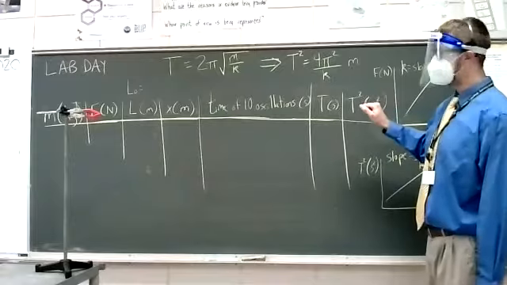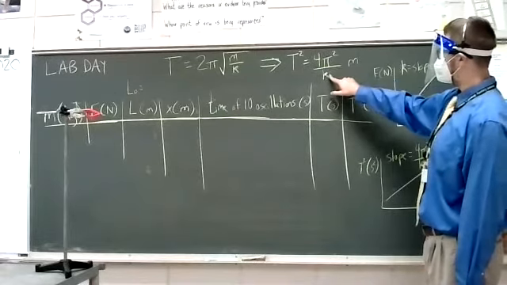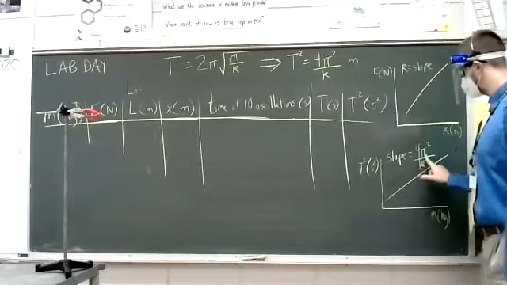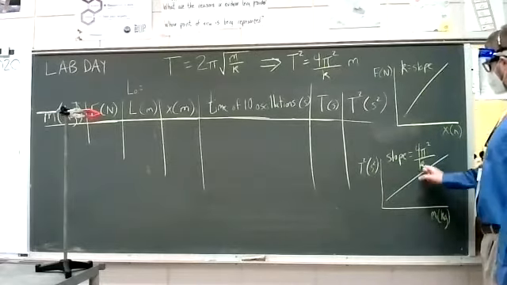And so if we plot t squared on the y-axis against m, the mass, on the x-axis, then the slope of the best fit line, which represents the trend in the data, we can set equal to 4 pi squared over k. So the slope will equal 4 pi squared over k when we plot time squared against mass, and we can solve for k.